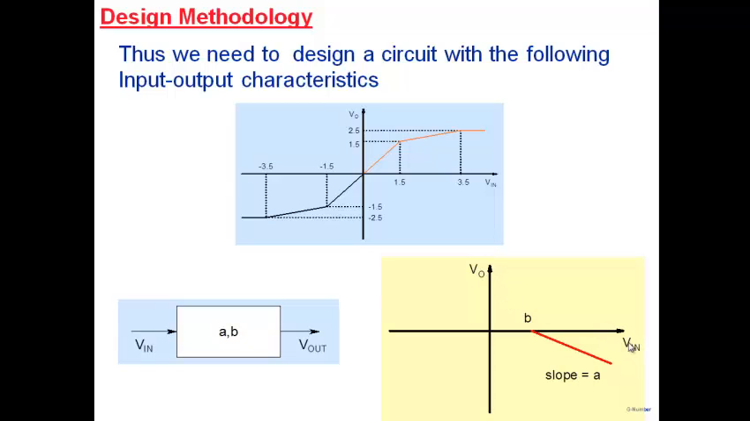V0 versus Vin, where the output is 0 up to a certain voltage, let's say B here, and after that the circuit starts giving us output, in this case negative, with the slope of, let's say, A. If we can find a circuit which gives us this kind of a characteristic here, then we can generate the entire V0 versus Vin characteristic that we see over here.